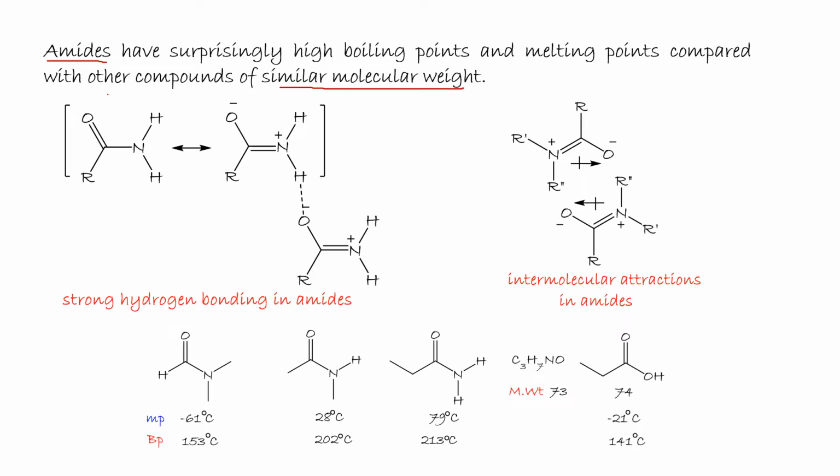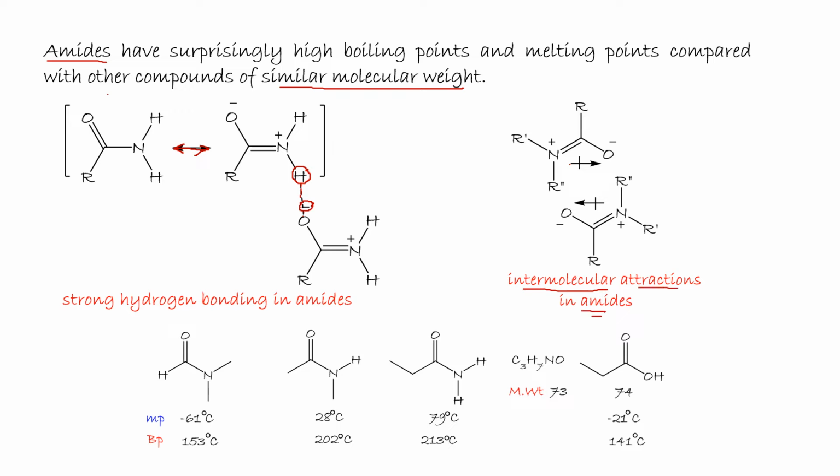In amides, we have these resonance structures. So when we have the primary amide and secondary amide, this kind of dipole will increase the strength of the intermolecular hydrogen bonding. And in the case of the tertiary amide, this dipole will form dipole-dipole interaction, intermolecular attraction in amide.